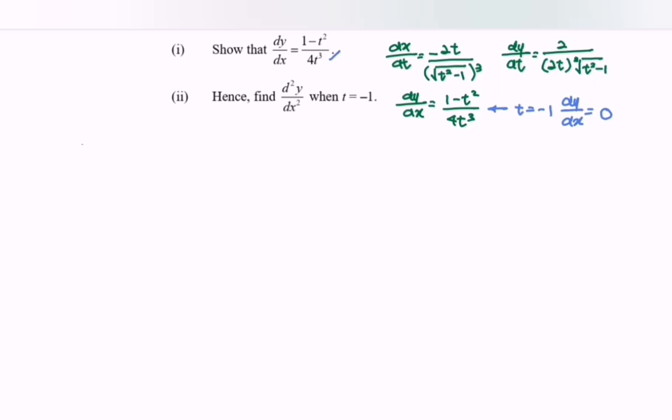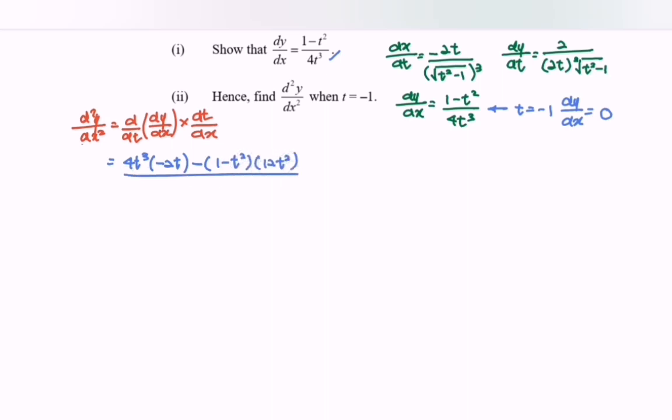Next, find the second derivative. Here we have the formula for the second derivative. We have to differentiate dy/dx with respect to t, multiplied with dt/dx. So let's begin. Based on the expression here, we are going to make use of the quotient rule: 4t cubed times negative 2t, minus (1 minus t squared) times 12t squared, over (4t cubed) squared. Multiply with dx/dt.